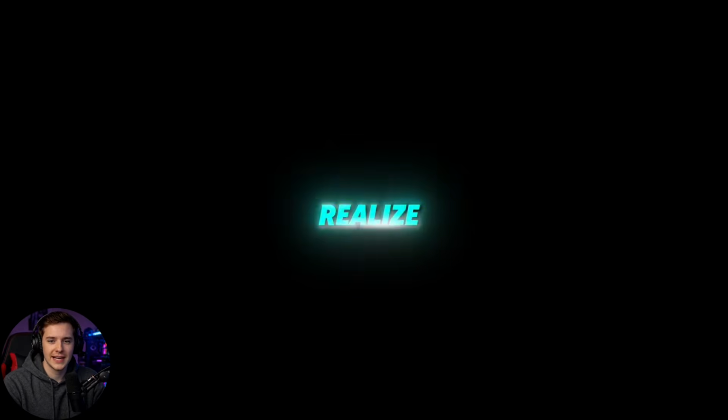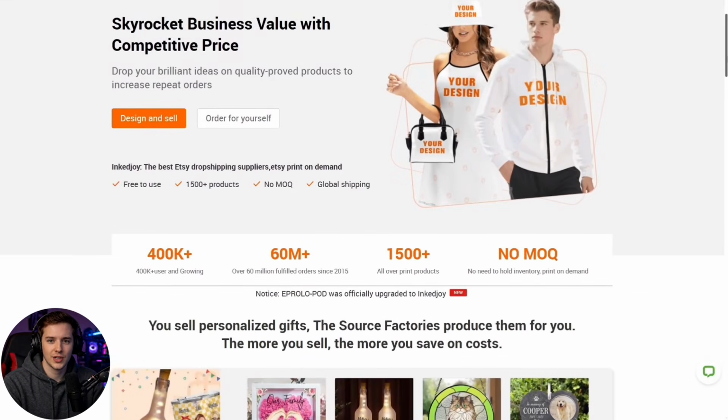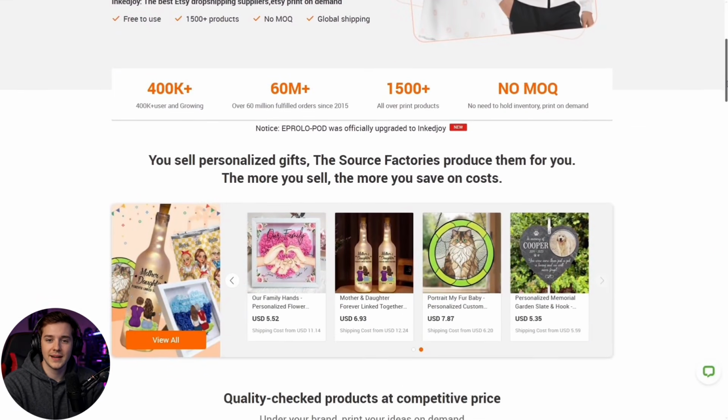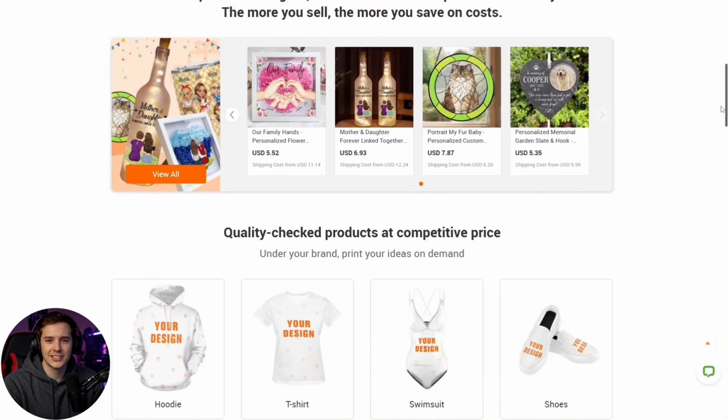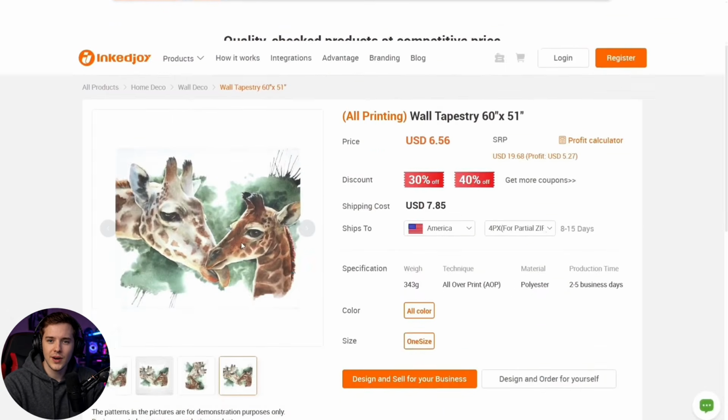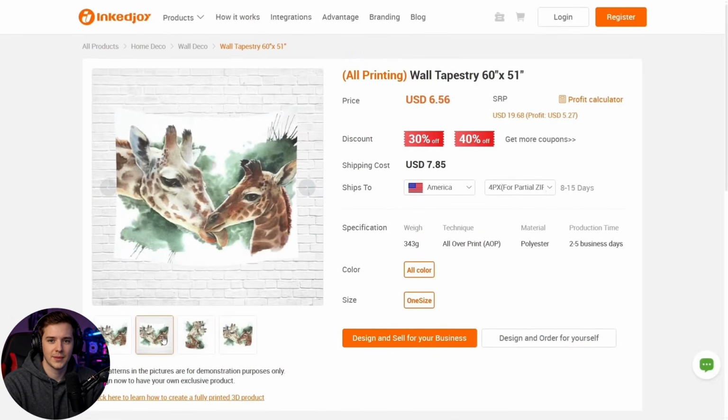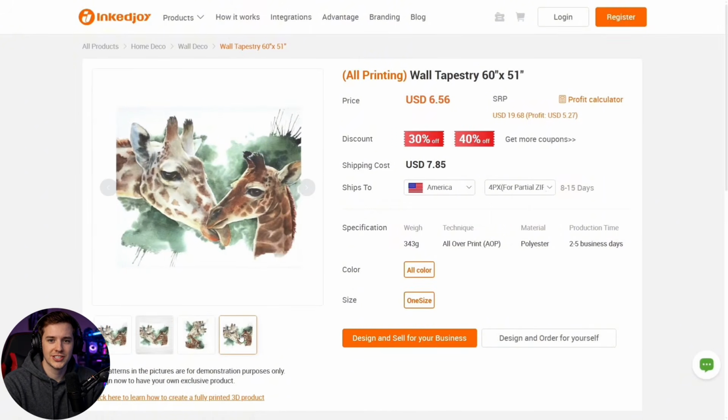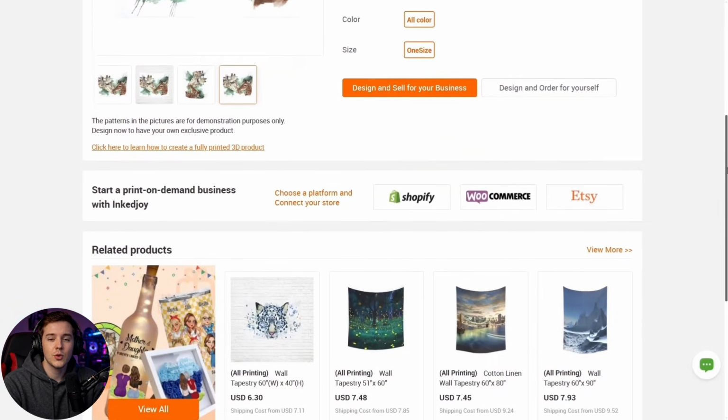What they don't realize is you can take the exact same design and turn it into a physical product. And that's where Inkedjoy comes in. Inkedjoy is a print-on-demand platform that allows you to take your designs and place them on real products like wall decor, tapestries, apparel, and more. The best part is, you don't need to hold inventory or deal with shipping. When someone places an order, Inkedjoy handles the printing and ships the product directly to the customer.